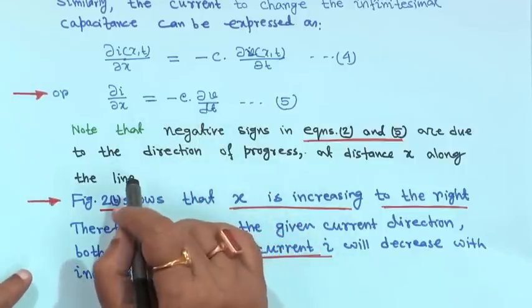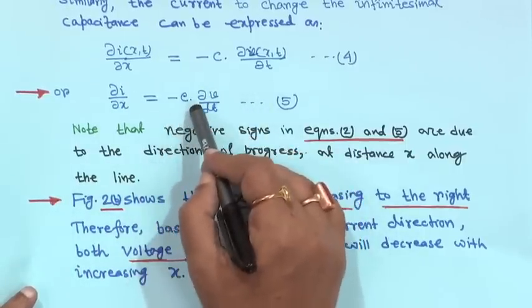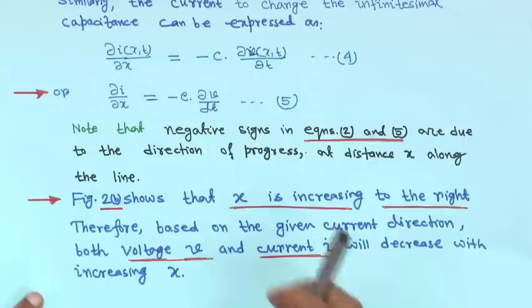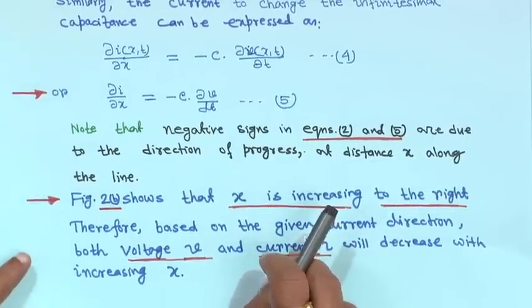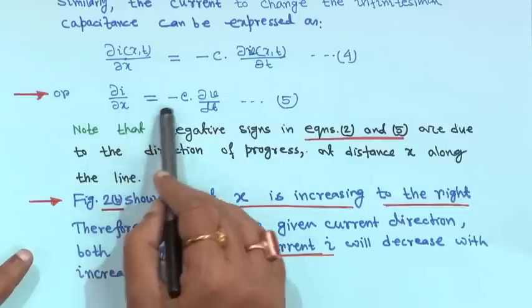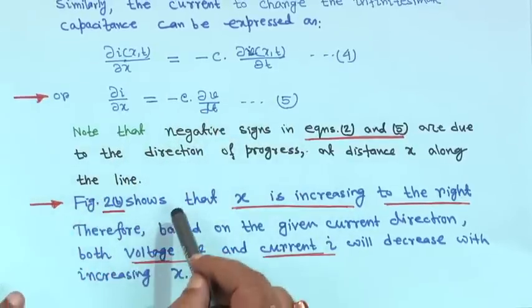This is the same as before. If you take delta c also, it will be c into delta x. So, that is why you can write ∂i/∂x is equal to minus c ∂v/∂t, equation 5, the same philosophy.